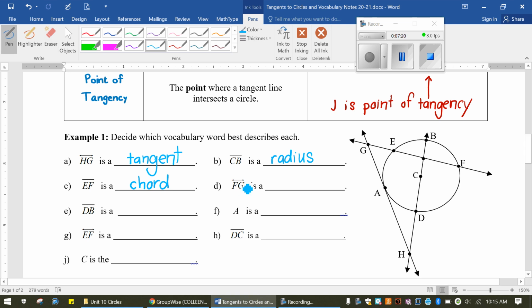Next, we have arrows. So that's going to be a line. So from G to F, hitting the circle twice. That is a secant. And we've got DB, so endpoint to endpoint. It goes through the center, so this is a diameter.